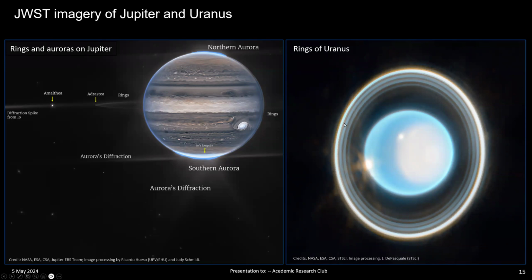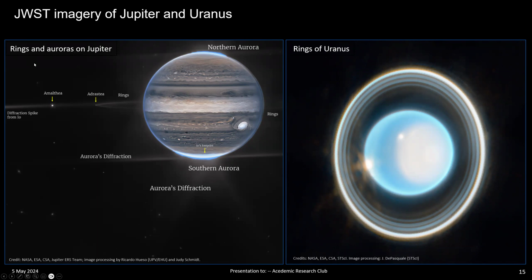Here we see the rings of Uranus like we have never seen them before. These rings consist of particles and chunks of ice and rock, and the Webb telescope, with its infrared capability, is exquisitely sensitive to ice and rock. So we're able to see this ring system clearly for the first time.